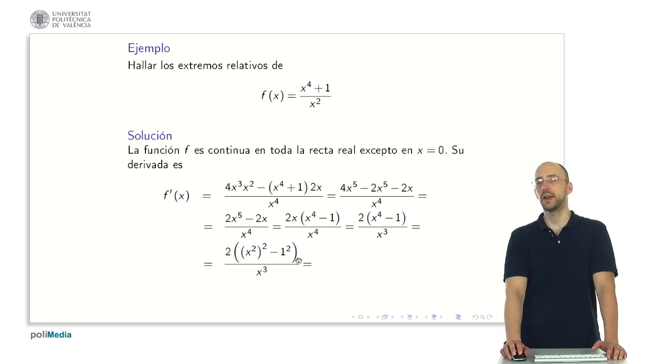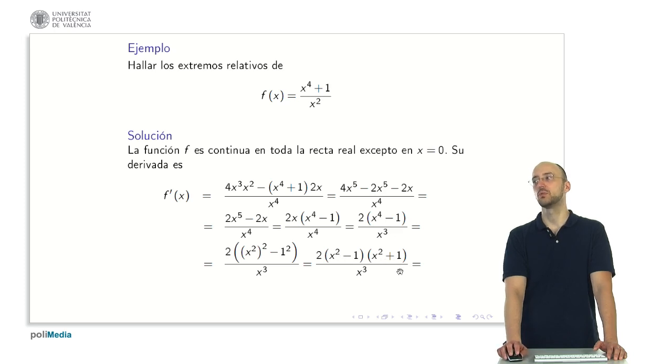So, when we have a difference of squares, it equals the sum multiplied by the difference. In this case, it's equivalent to this: x squared minus 1 times x squared plus 1. If you'd like, you can confirm that if you multiply these two expressions, you'll indeed get x to the fourth minus 1, over x cubed.